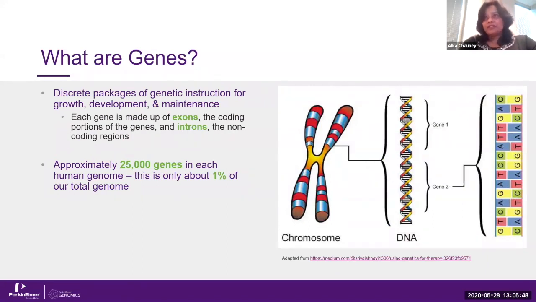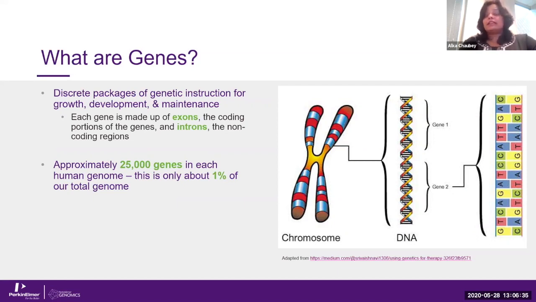As I was mentioning on the first slide, I mentioned the term genes. So what actually are genes? Genes are discrete packages of genetic instruction for growth, development, and maintenance. This is our chromosome, which you will hear about when I talk about FSHD and the chromosome that we are testing. A chromosome is packed DNA along with protein, in a very simple form. And the DNA is made up of numerous genes. There are approximately 25,000 genes in the human genome, and this is only 1% of the total genome. So the genes only comprise approximately 1% of the total genome.